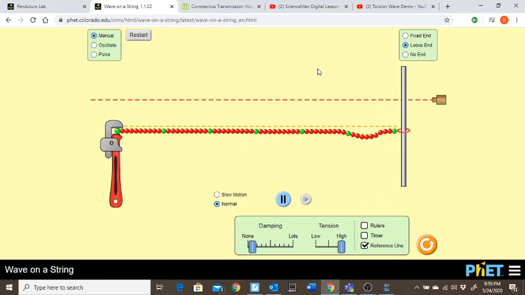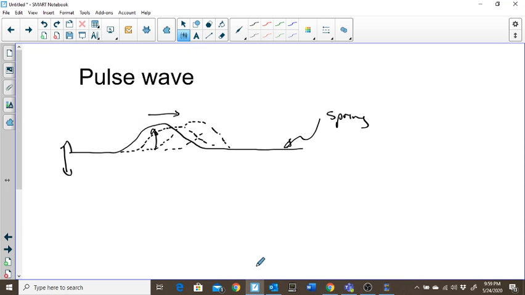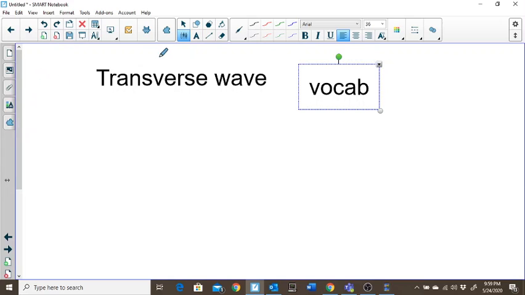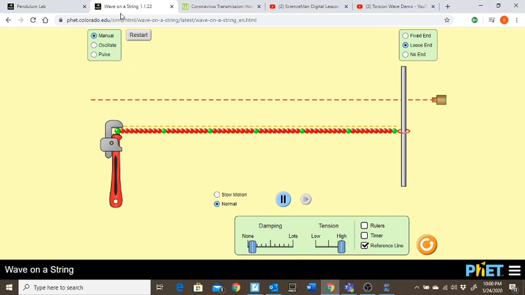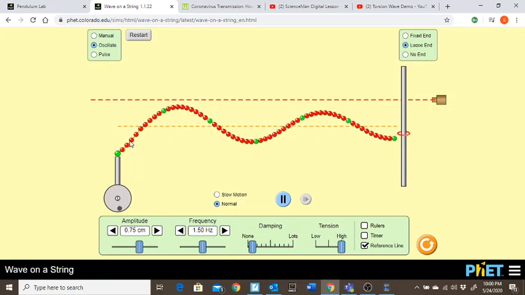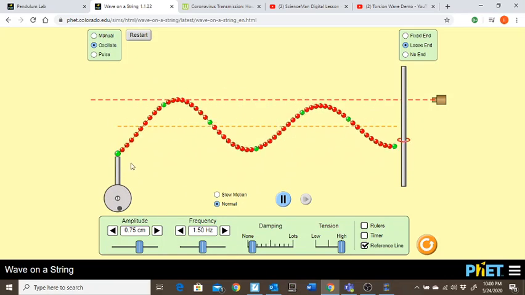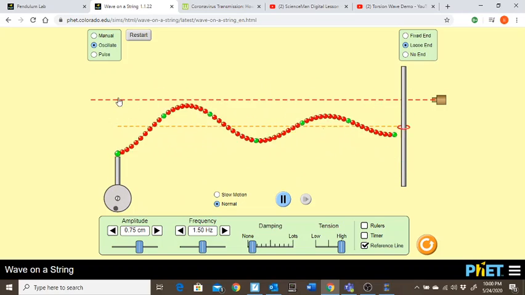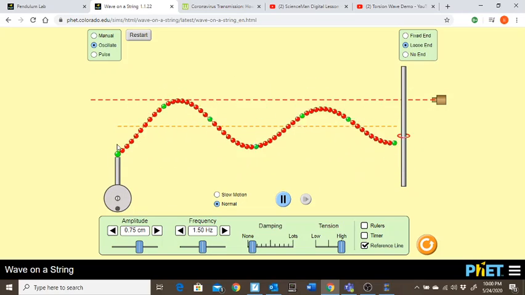There we go. Cool. Excellent. So we have this pulse wave, which is just the pulse that's going. But let's talk about what we call a transverse wave. Now we're going to call this an oscillation, and you can see that we've got a rhythmic, repeated pattern moving up and down.